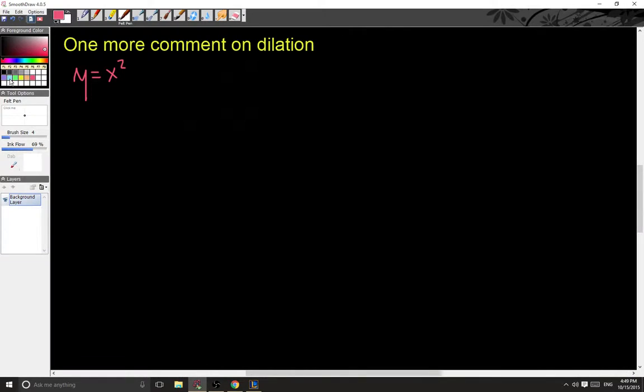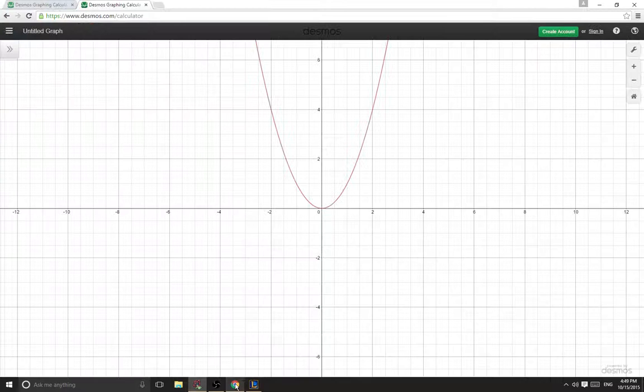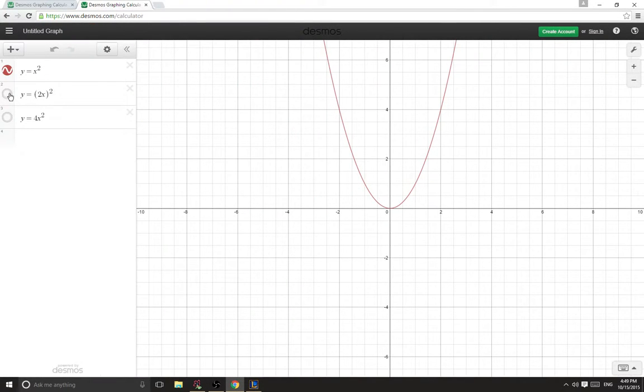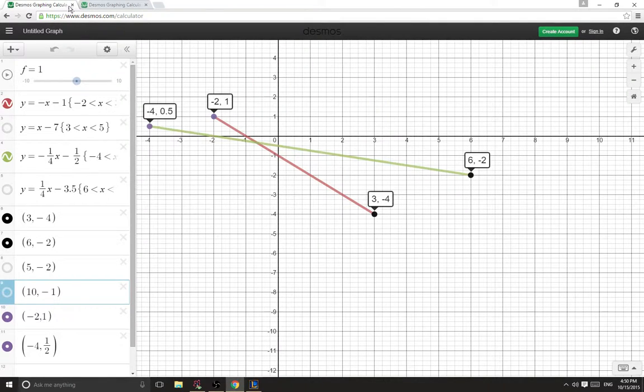So let's just horizontally dilate this function by a factor of 2. We know when we horizontally dilate, we're just multiplying all of our x's by 2, leaving everything else the same. So let's go ahead and look at that graph on our graphing calculator website. And we see something we've already seen in many of our other dilation videos. When we horizontally dilate by 2, it compresses our parabola inwards.